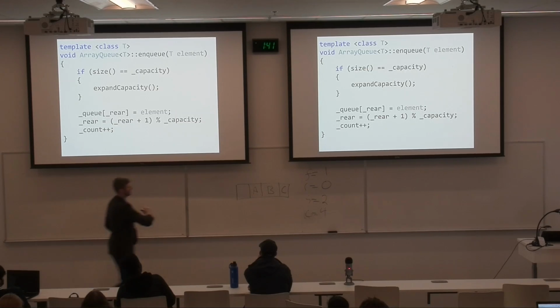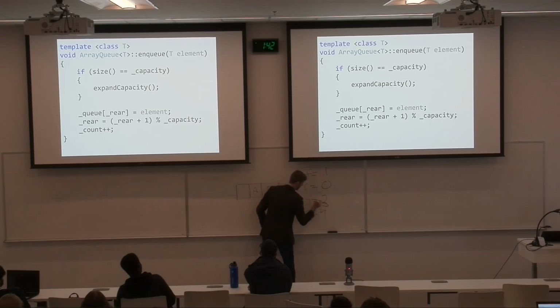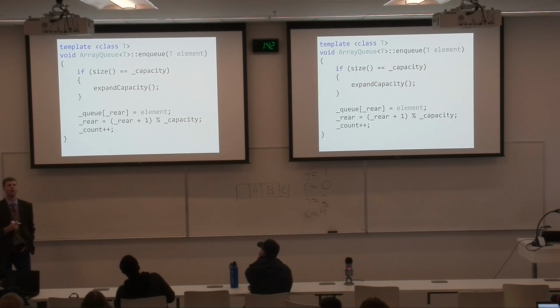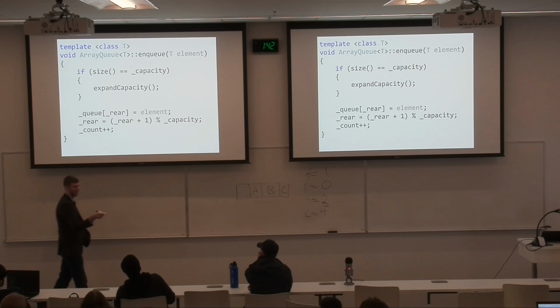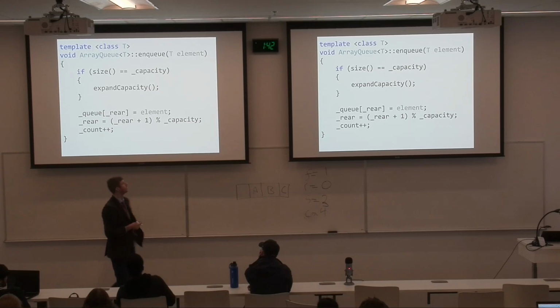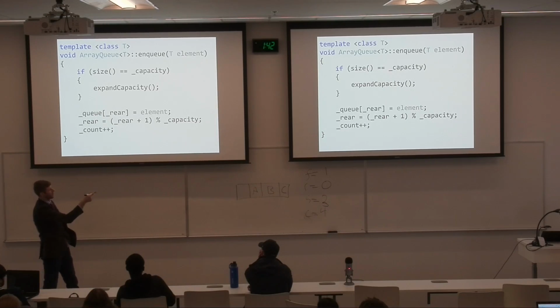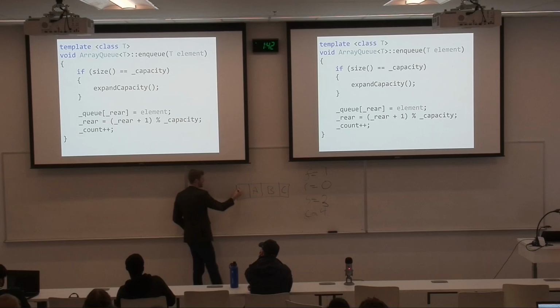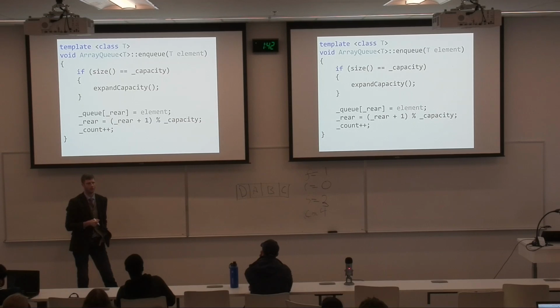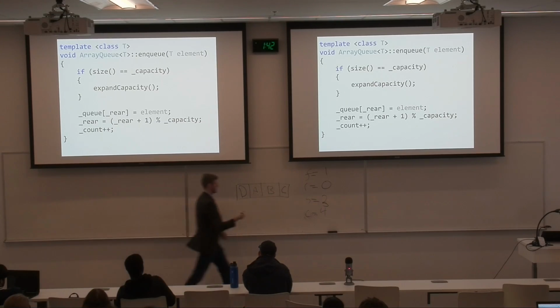Well, first we have to ask the question, is size equal to capacity? Well, I forgot to increase size. There. Is size equal to capacity? Everybody say no. It's false. So we skip that if statement, we don't have to expand capacity. So Q at rear becomes the element; rear is 0, so this is D. What's 0 plus 1? 1. What's 1 mod 4? 1. Still 1.